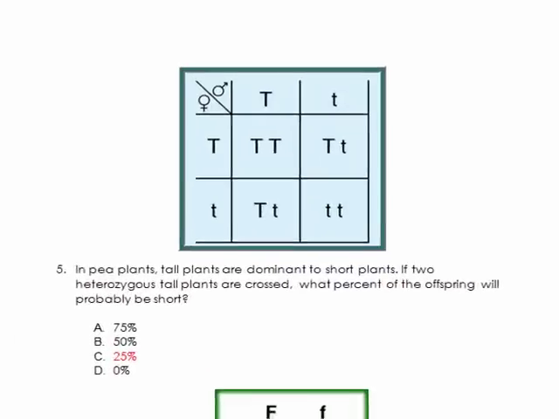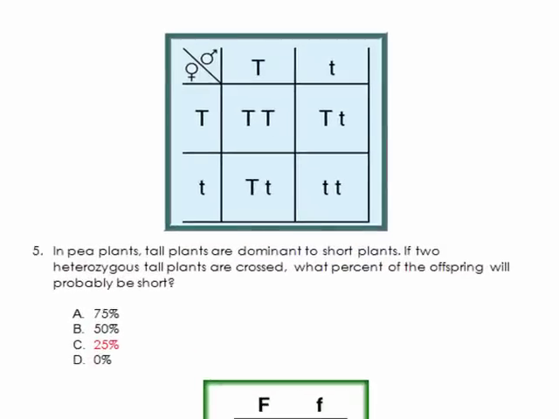Number 5. In pea plants, tall plants are dominant to short plants. If two heterozygous tall plants are crossed, what percent of the offspring will probably be short? Remember, this is short. It's the recessive trait represented by small lowercase letters. This Punnett square shows 25% of the offspring will be short.